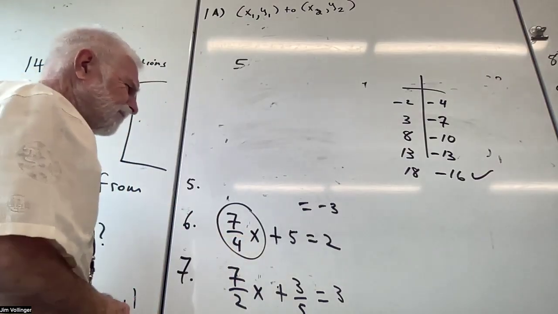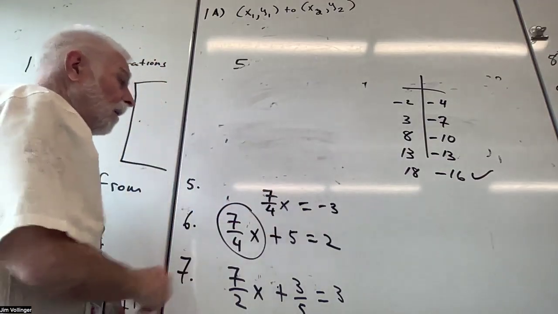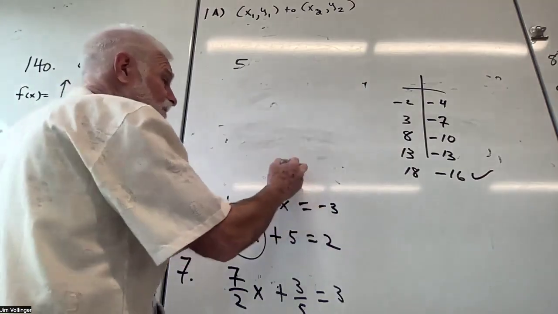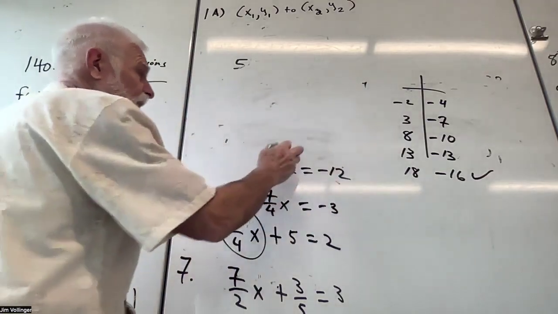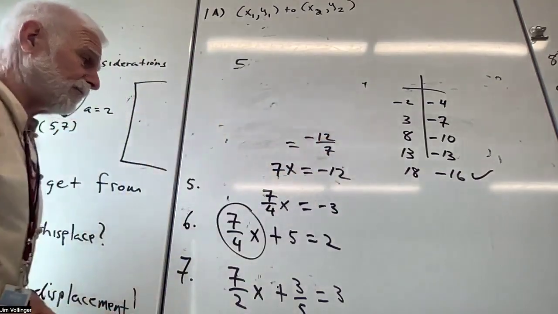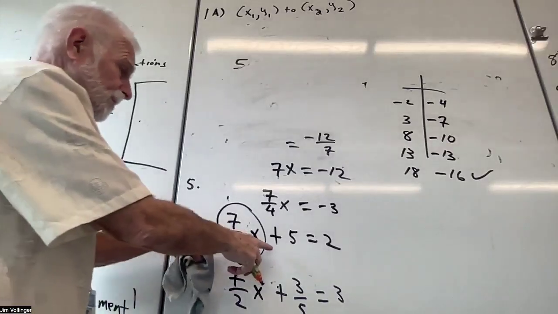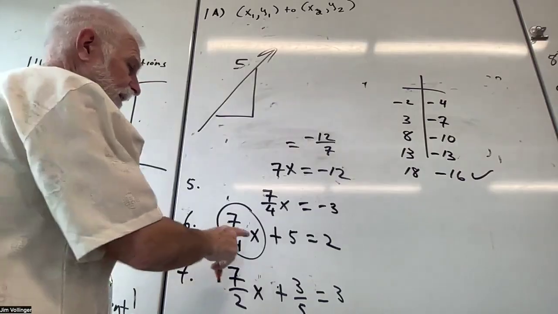So how do I see negative 12? How can I see negative 12? Oh, division by 4 becomes multiplication on the other side. And multiplication becomes division. And that's the x value for this function, which is going over 4 and up 7. And it's starting at 0, 5.